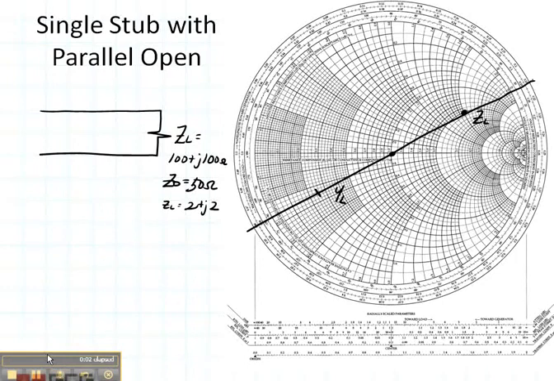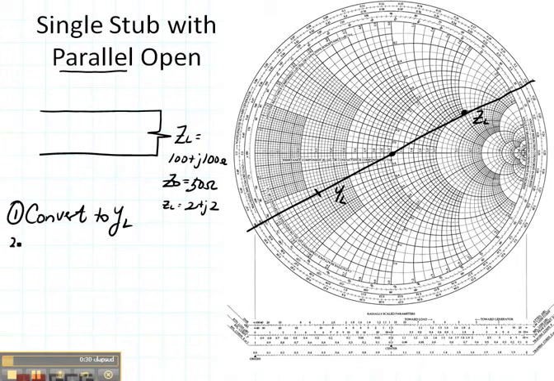Now let's do an example of a single stub matching network with a parallel open circuit. So we're going to begin with our ZL, which is 100 plus j100, just as we did before. The ZL point is the same. But if we want to do a parallel stub, the very first thing that we do is convert ZL to YL. So I did that by translating through the center of the Smith chart to the point YL.